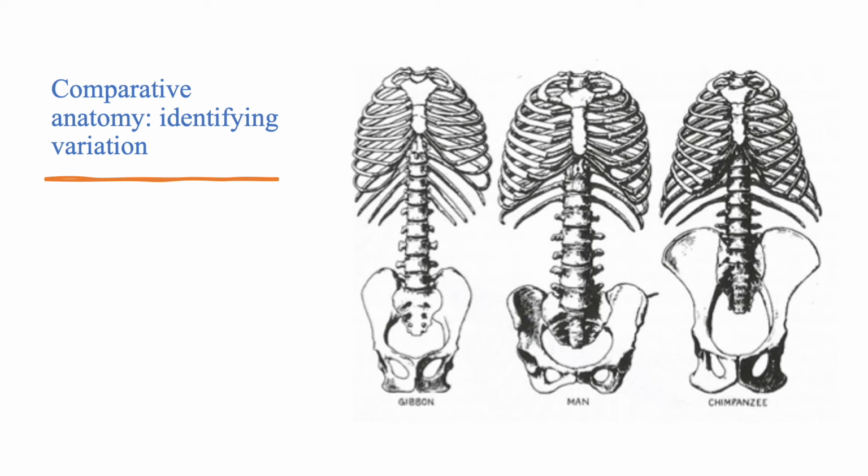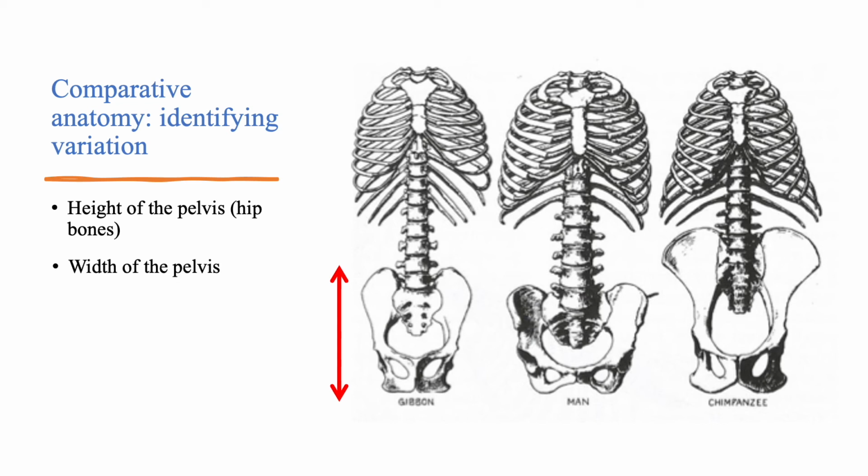Okay, so the first difference is the height of the pelvis, or the hip bones. You can see in the gibbon and in the chimpanzee that they both have pelvises that are way taller than the pelvis of modern humans. Second is the width of the pelvis. The modern human pelvis is wider than the gibbon pelvis.